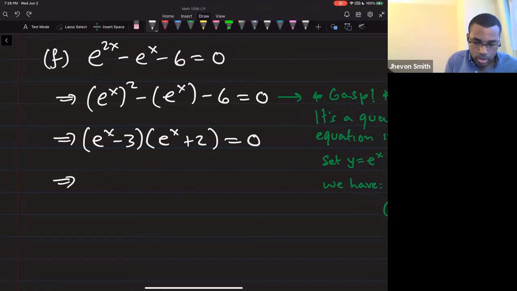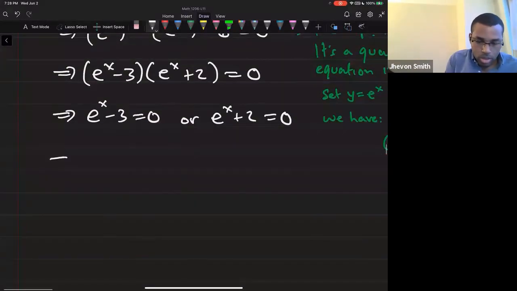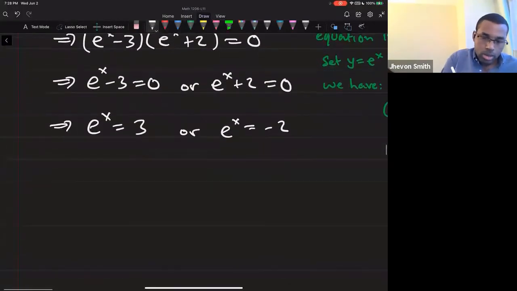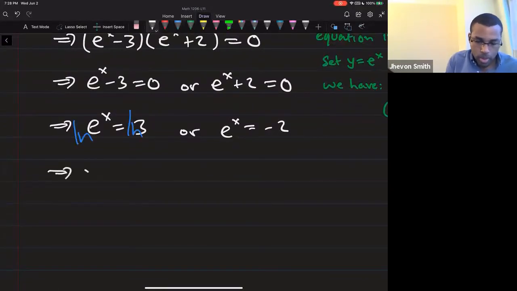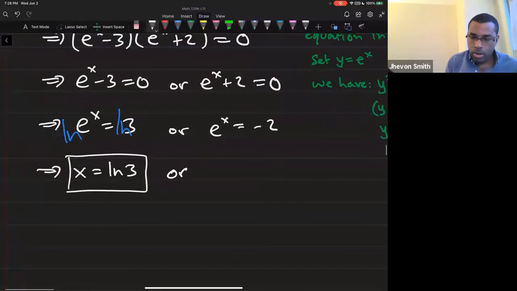So this gives you e to the x minus 3 equals 0, or e to the x plus 2 equals 0. So this means that e to the x equals 3, or e to the x equals minus 2. So here we know we can log both sides. So x equals ln 3. Or what about here? Can I log both sides?